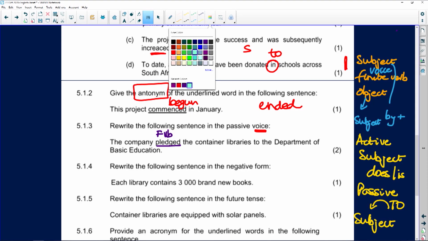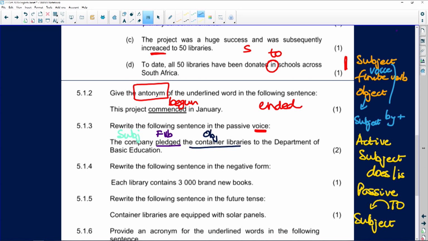So who or what pledged? And we get the company, subject. The company pledged who or what? The container libraries, object. So make the object the new subject. The container libraries. Stick to the same tense. You are not asked to change the tense, you're changing the voice. The container libraries were pledged, then add in by and make the subject the new agent after by. The container libraries were pledged by the company.